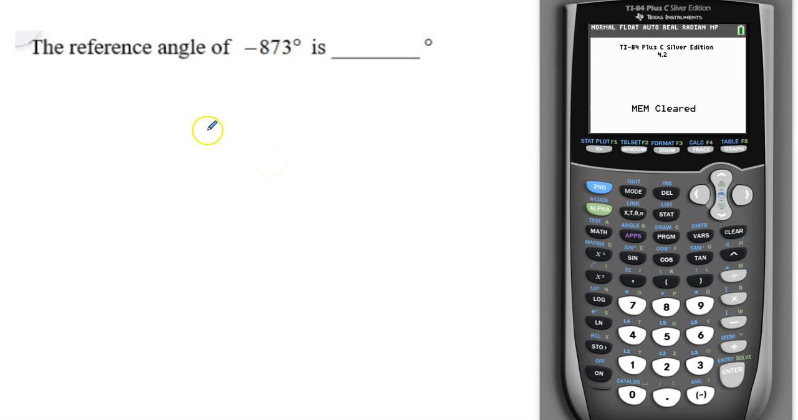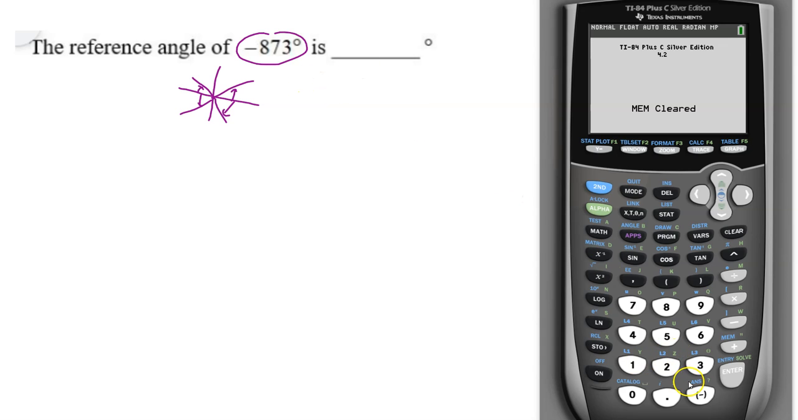Okay, so I'm just going to go through the answers to that practice test. The reference angle of negative 873 degrees. Remember, reference angle is the positive acute angle, so it's either going to be in one of these four places.